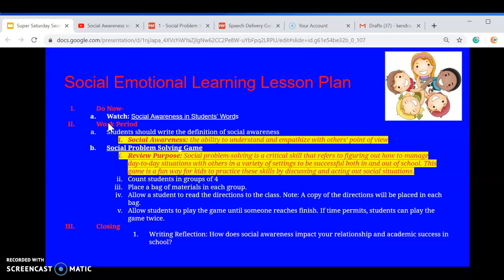And this game is created in a board game style, and so you can count students in groups of 3 to 4. I would suggest you have a bag of materials for each group. Allow one student to read the directions to the class, and a copy of the directions will be placed in each bag. Students can play the game until someone finishes. They can play again if time permits.